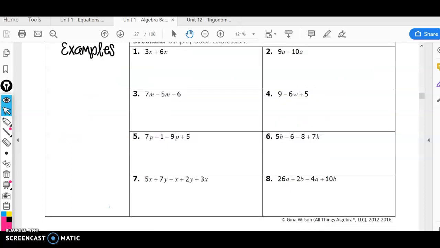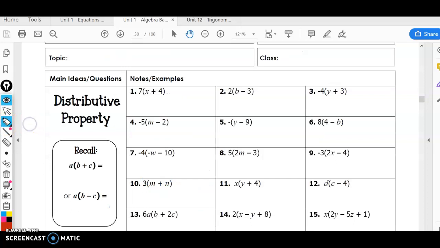Another one, let's do number 7. In number 7, I'm going to combine all my x terms. So we have 5x's, minus an x is 4x's, plus 3x's is 7x's. Next, I'm going to combine my y terms: 7y's and 2y's make a positive 9y. You cannot combine different letters together, different x or y variable terms, I mean.